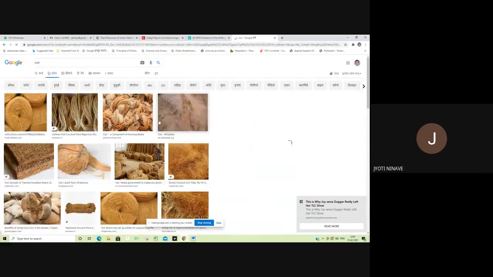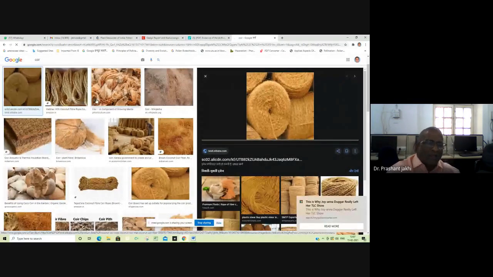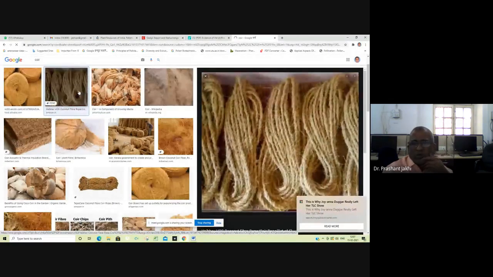Yes, sir. Coir means you call it as a काथ्या. काथ्यापासून बनवलेली दोरीचा वापर करतात. सो आय थिंक इट इज बेस्ट नोन टू यू.